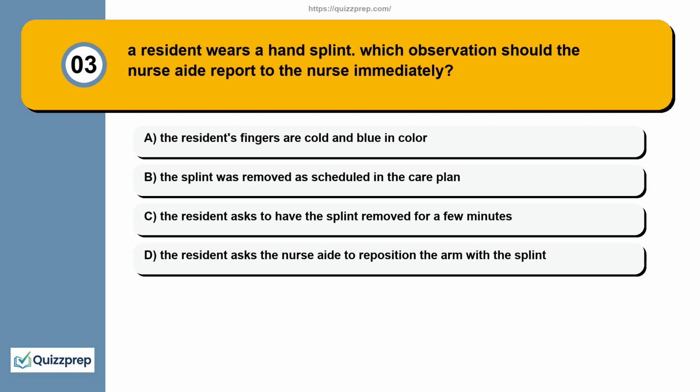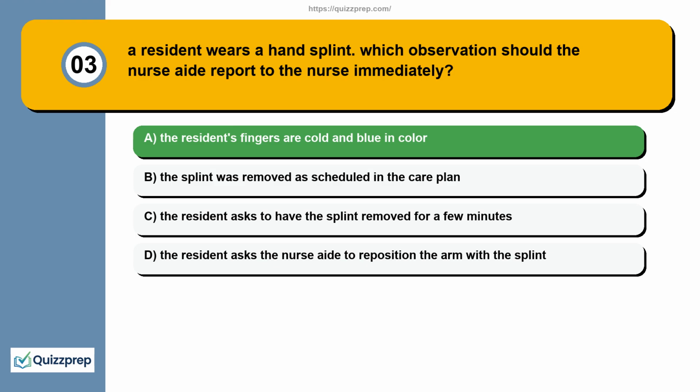Question 3. A resident wears a hand splint. Which observation should the nurse aide report to the nurse immediately? Option A. The resident's fingers are cold and blue in color. Option B. The splint was removed as scheduled in the care plan. Option C. The resident asks to have the splint removed for a few minutes. Option D. The resident asks the nurse aide to reposition the arm with the splint. The correct answer is option A. The resident's fingers are cold and blue in color.